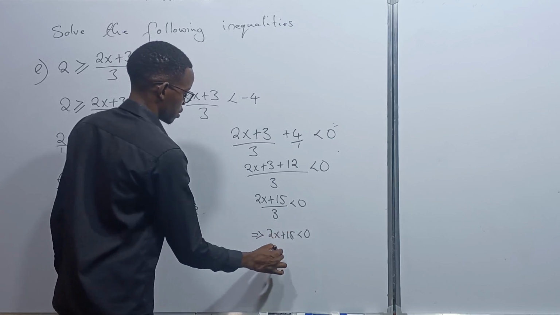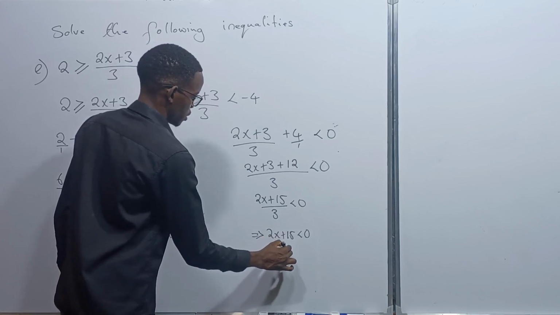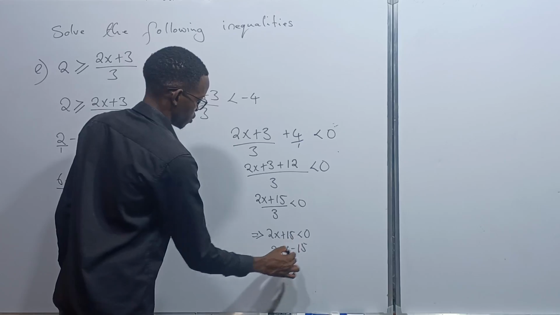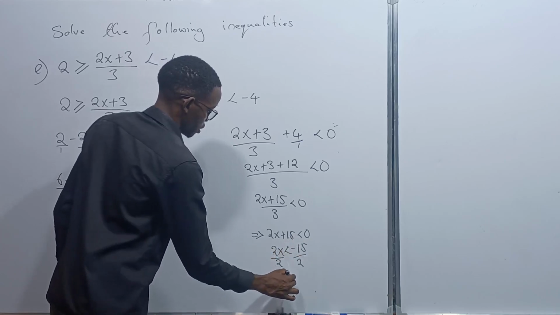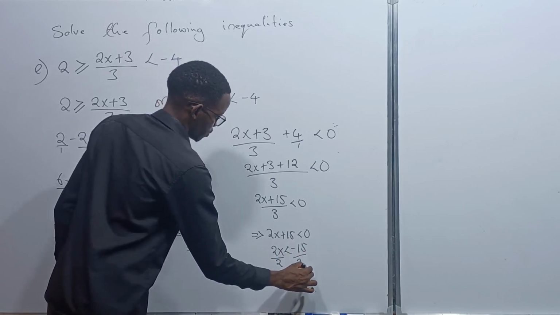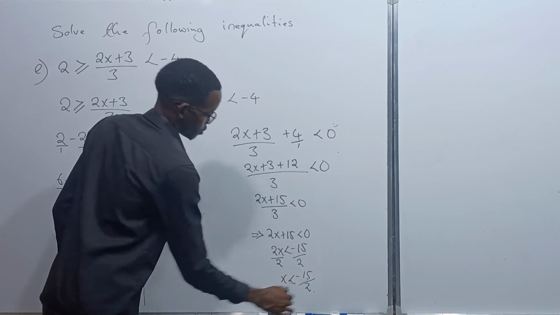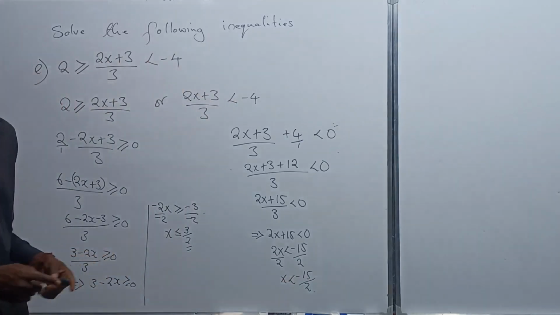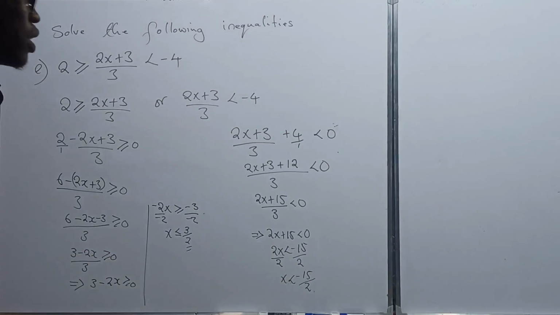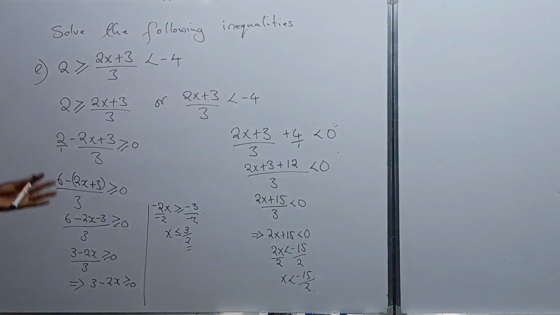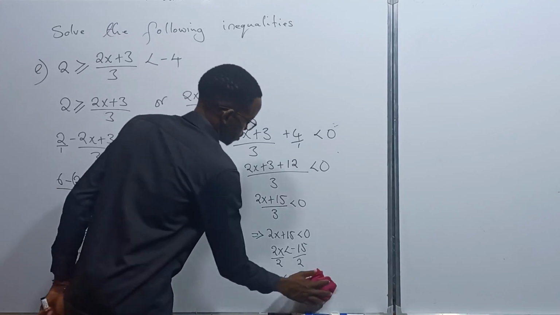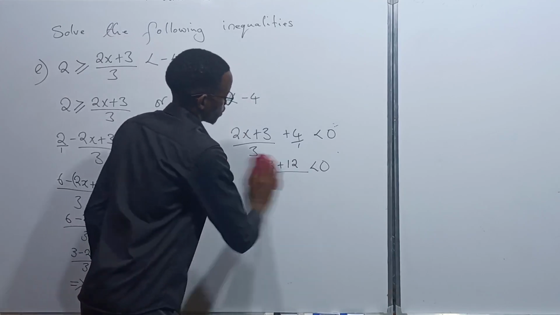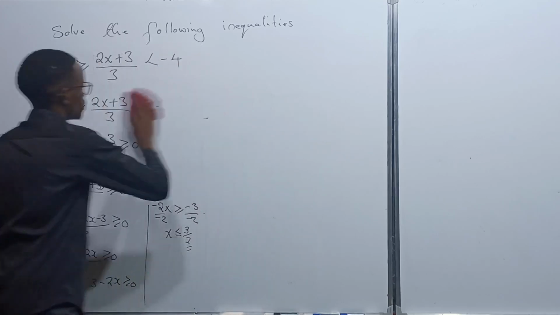Then we have 2x is less than negative 15. So we divide by 2, that side we divide by 2. So our x is less than negative 15 over 2. Okay, so that is our solution for that question. So x is less than or equal to 3 over 2, or x is less than negative 15 over 2. Okay, let's look at the next inequality that we have.